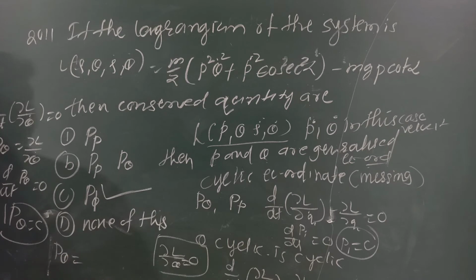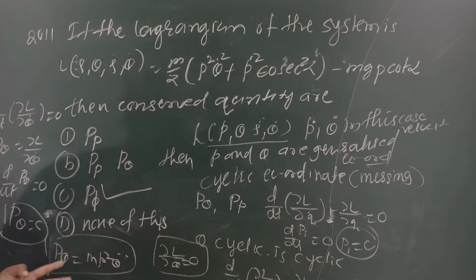Means we can find out in this case the p rho, p theta value. P theta value is equal to how much? M rho square theta dot. Okay. This one is a conserved quantity. They sometimes ask what is the conserved quantity? M rho square theta dot is a conserved quantity. Or we can say p theta is a conserved quantity in this equation.